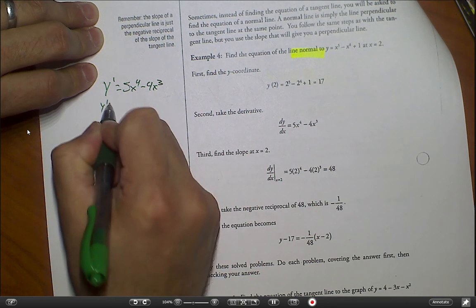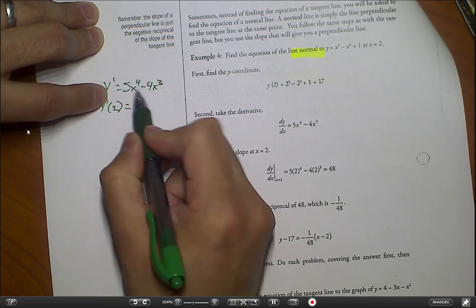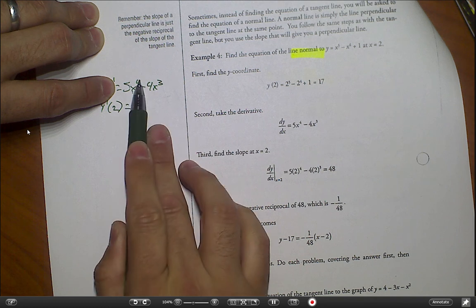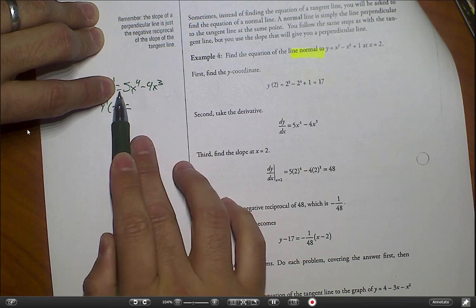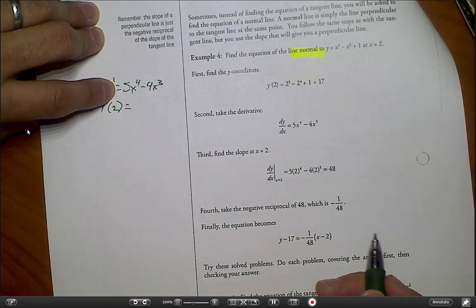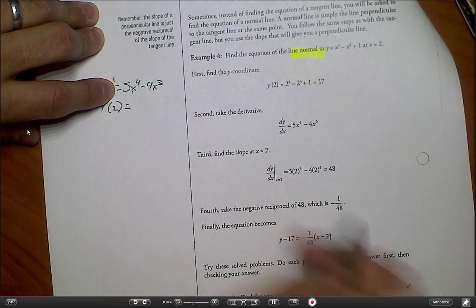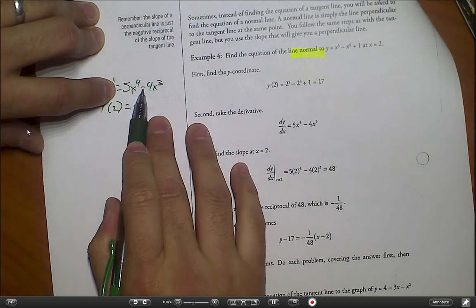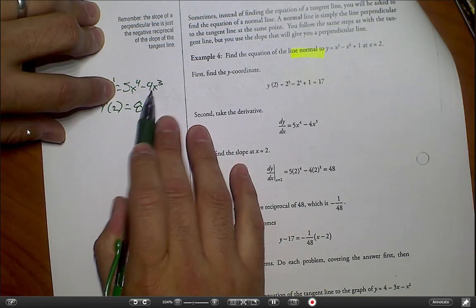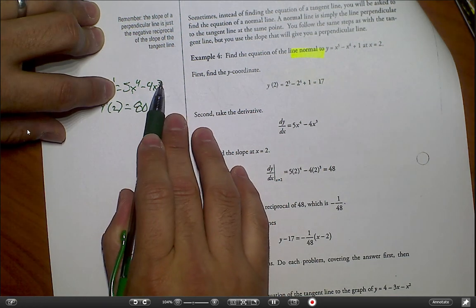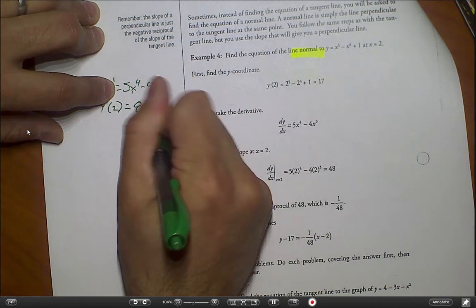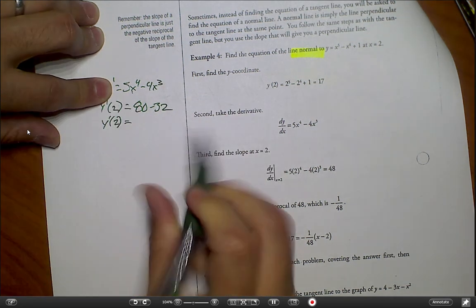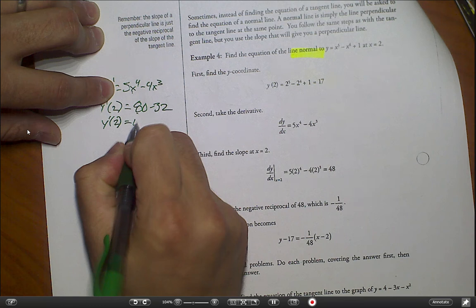So y prime at 2 is going to be 2 to the 4th power is 16 times 5. 80? Yeah, 80. Hey, no worries. It's early. All right, then we have right here 2 to the third power is 8 times 4 is 32. So y prime of 2 is that 48? Yeah.